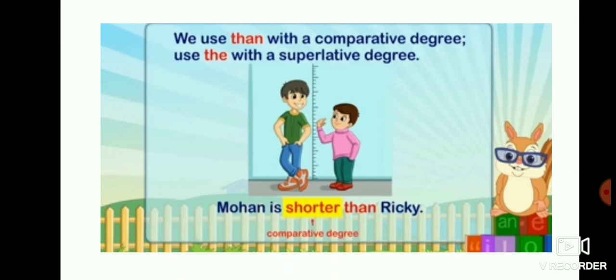Are you clear, children? Positive, no comparison. Comparative, only compare two people, things, animals or places, whatever it is. You have to add er to the adjective and then write than. Ram is taller than Ravi. He is younger than me. So you have to compare only two things.